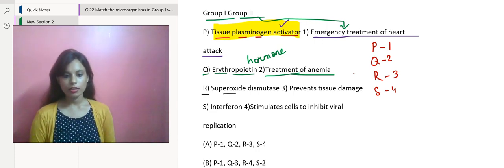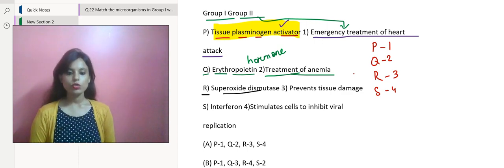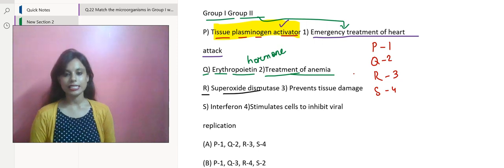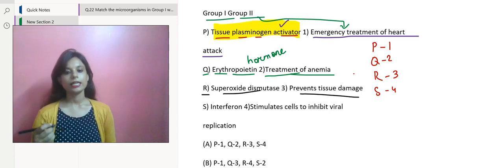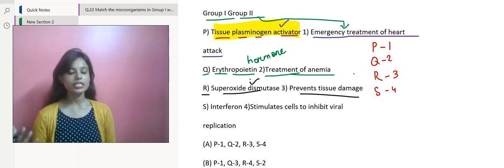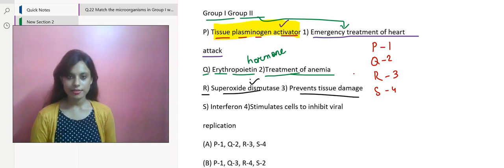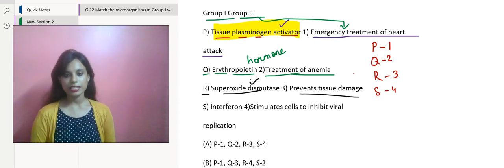Let's move on to R, that is superoxide dismutase. Superoxide dismutase is an enzyme that prevents the tissue damage caused by reactive oxygen species, and it's used to treat conditions such as arthritis or inflammation. That is why it's written prevents tissue damage, so it's absolutely correct.